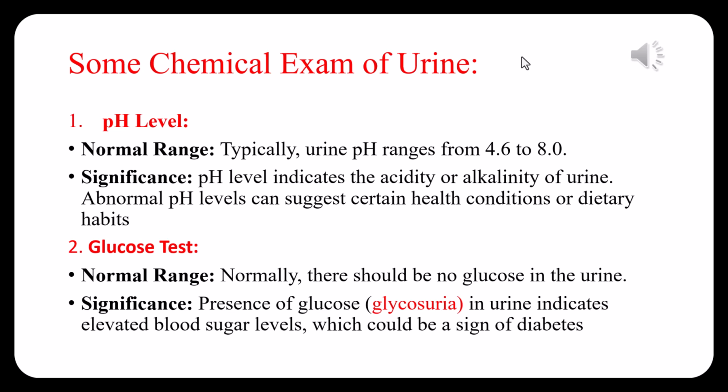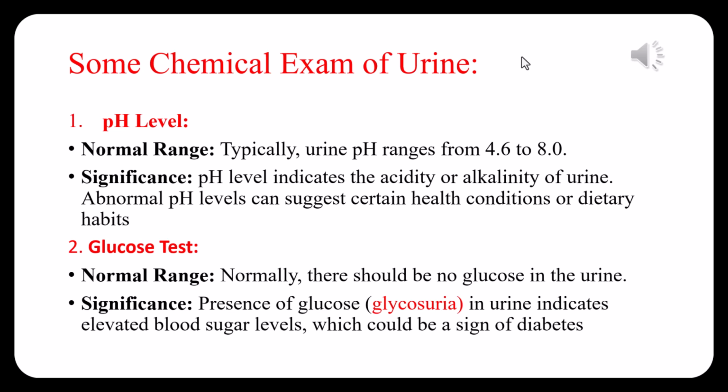pH level. Normal range: typically, the urine pH ranges from 4.6 to 8. The pH level indicates the acidity or alkalinity of the urine. Abnormality of the pH level may suggest a certain health condition or dietary habits. That means between alkaline and acidic is the normal pH of the urine. But if it is highly acidic or highly alkaline, this means maybe the patient has an abnormal condition due to a certain health condition. That's an indicator for us.